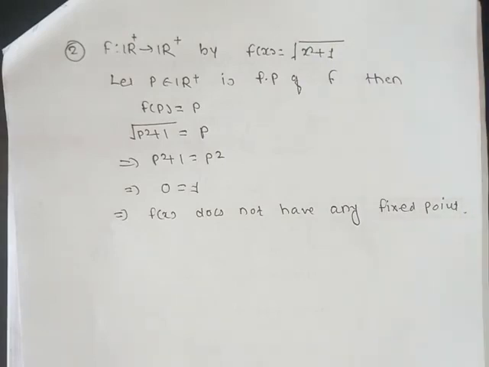So these are some examples and the definition of fixed point. In this lecture we discussed contraction mapping, some examples, some theorems, the definition of fixed point and their examples. In the next lecture we will see the fixed point theorem and some results related to the fixed point theorem.